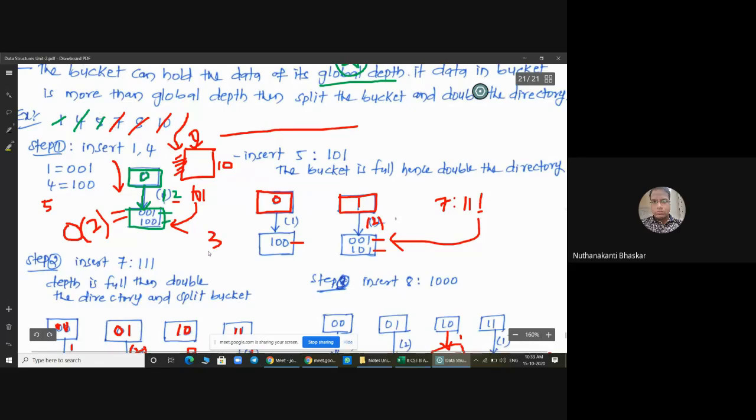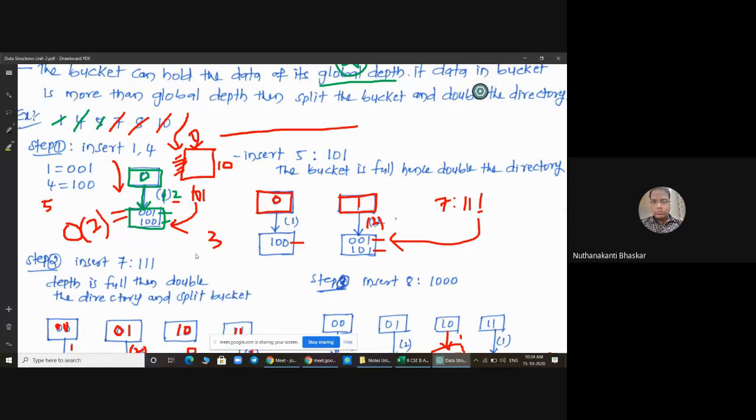These 3 comparisons are required. If you go beyond this, what happens? Your time complexity is going to increase for searching of an element. Is it right or wrong? So that is why I have taken the global depth as 2 here. Even though you can take up to 5, 3, 4, 5 is also not a problem.